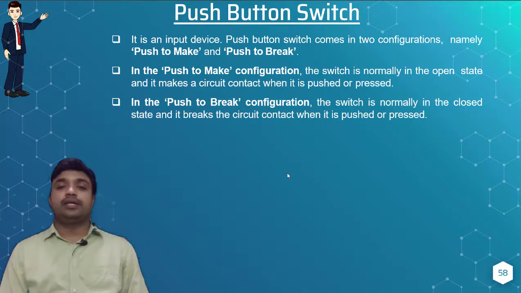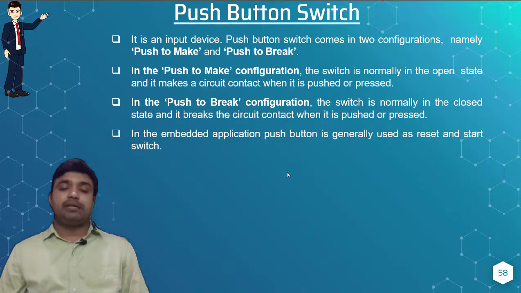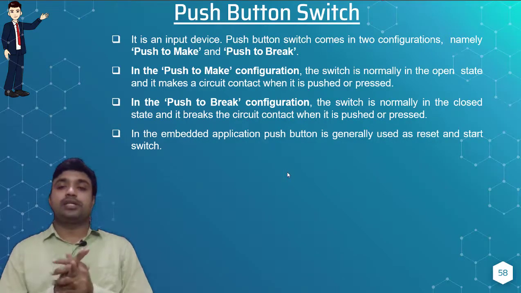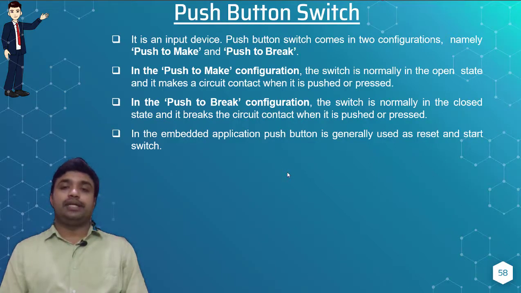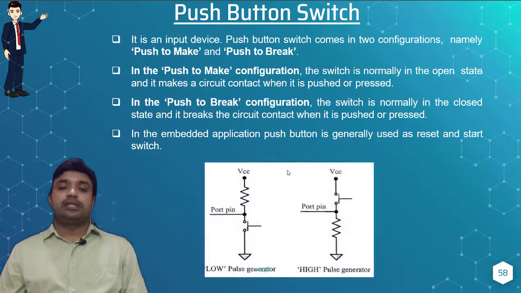In push to break, the switch is normally in the closed state and it breaks the circuit contact when it is pushed or pressed. So these are the two different configurations. In embedded applications, push buttons are generally used as reset and start switches. Okay, so hope you got an idea what the exact purpose of a push button switch is.